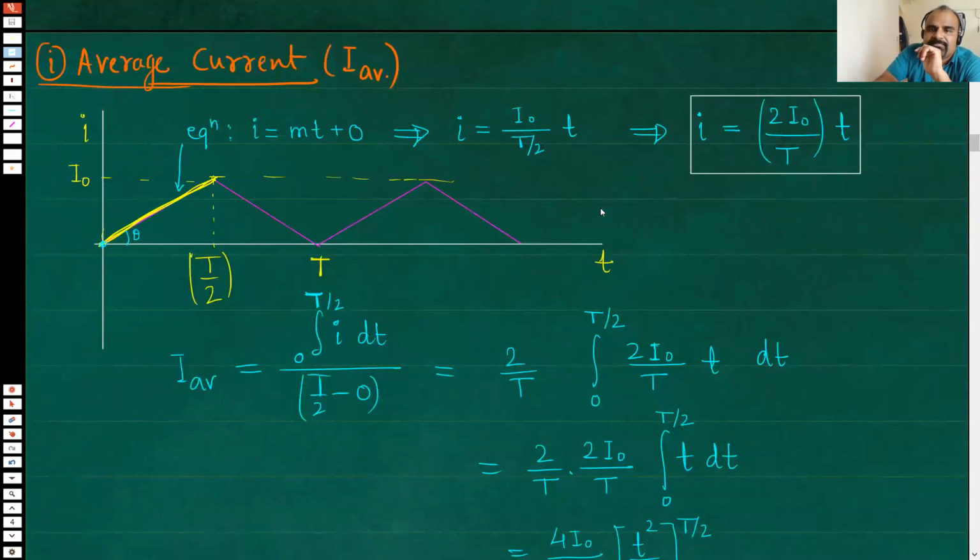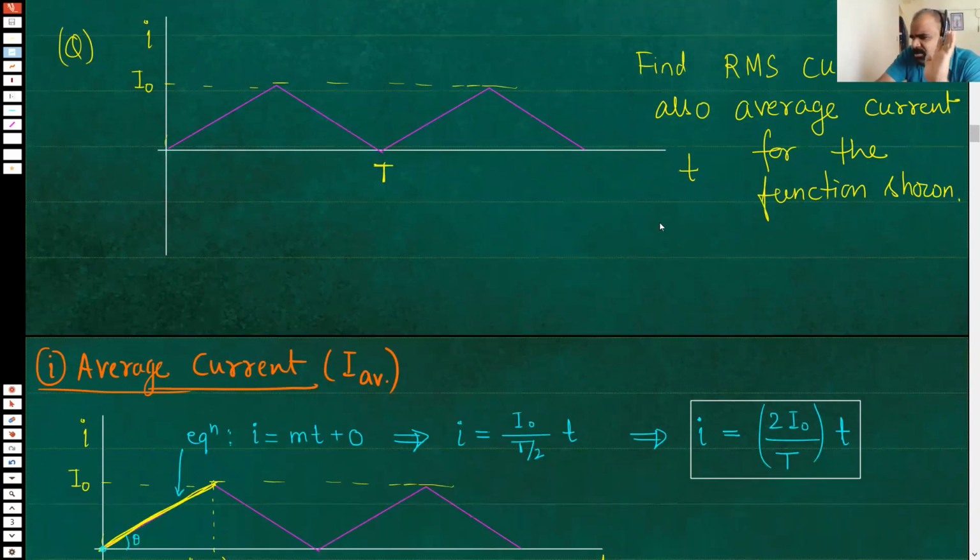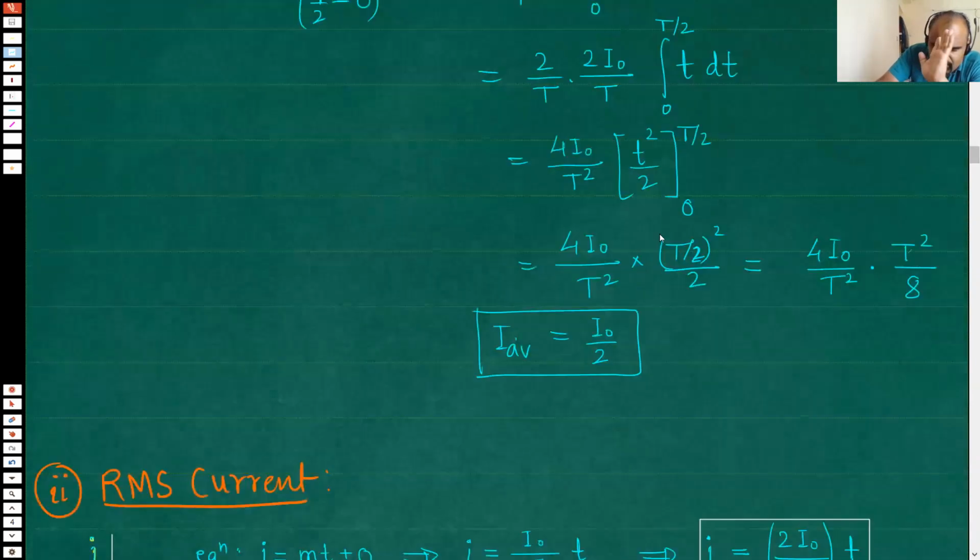Actually, in the original question, there was no mention of average current. There was simply: find RMS current. That's it. No average, because average anybody can find. Just by glancing at the graph, one can see that the average will be exactly at the middle. So the question was just find RMS. Here I gave you both so that you know that the method works for everything.